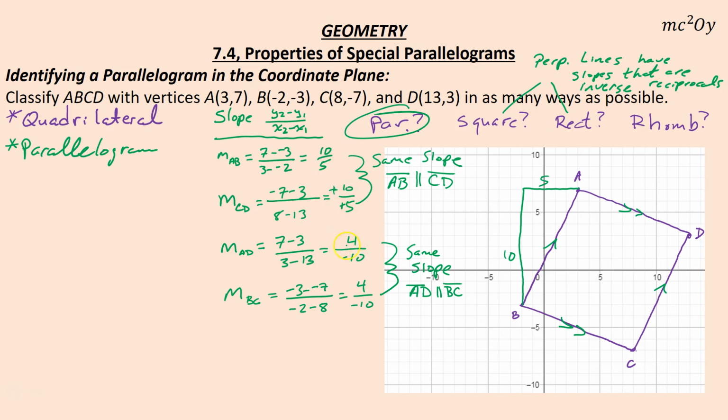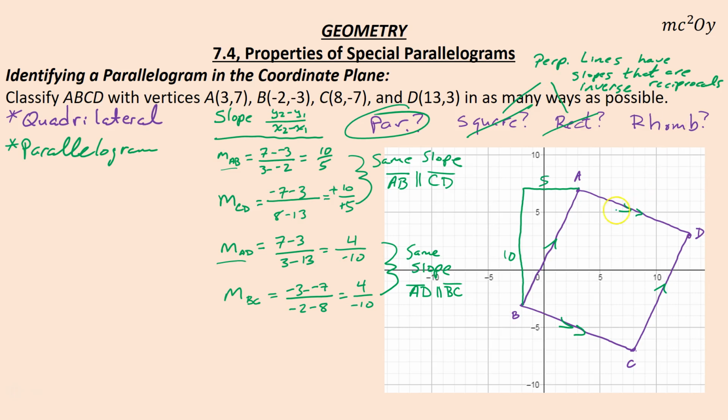Well, 5/10 is not 4/10. One's positive, one's negative, but we have 4/10 and not 5/10. Therefore, these are not right angles. We do not have right angles. Our lines AB and AD are not inverse reciprocals, so they do not intersect at right angles. So you cannot have a square or a rectangle because you don't have right angles.